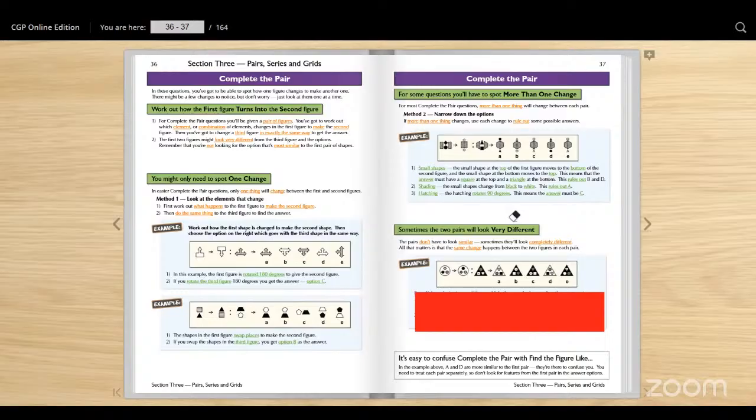Sometimes the two pairs will look very different. The pairs don't have to look similar. Sometimes they look completely different. All that matters is that the same change happens between the two figures in each pair.